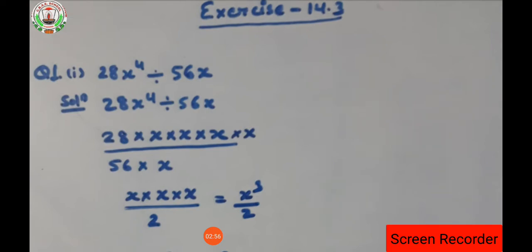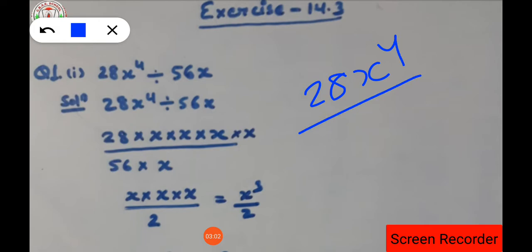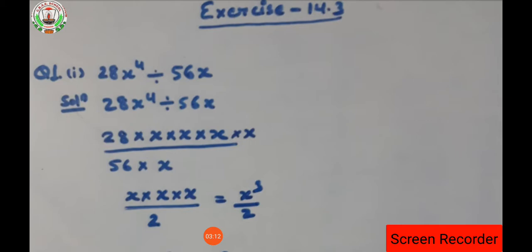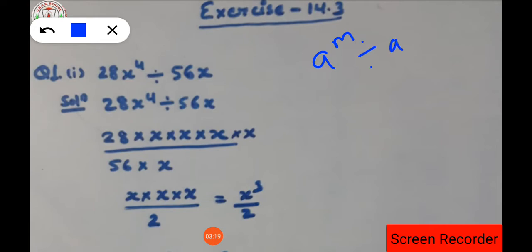You can simply use the division like this also. That is another method, 28x to the power 4 upon 56x. So directly we can cancel it, isn't it? What is left out? That is x to the power 3 will be left out. Or you can use the laws of exponents while solving this. That is, what law of exponents is being used? a to the power m divided by a to the power n is equal to a to the power m minus n. You can use this also.